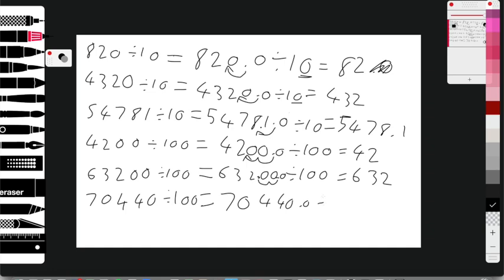70,440.0 divided by 100. Move the decimal twice. Now it becomes 704.4. This can work for thousands, tens of thousands. As long as it has a 1 and zeros in, this is the method to use.